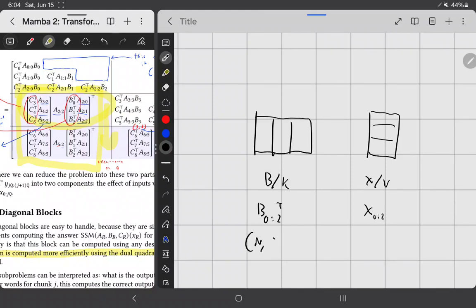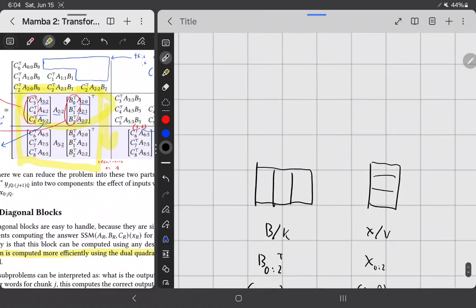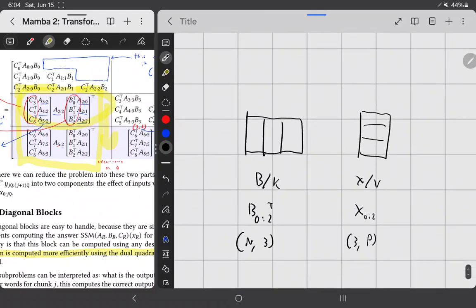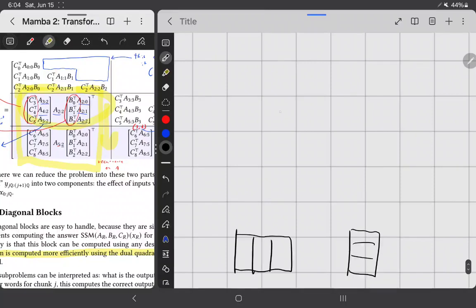So this is going to be a matrix that's n by 3. This is going to be a matrix that's 3 by p, where this is the dimension here. So this is going to be our outer product matrix that we're creating. So step 1 is create this outer product matrix. This will be B from 0 to 2, transpose, times X 0 to 2.